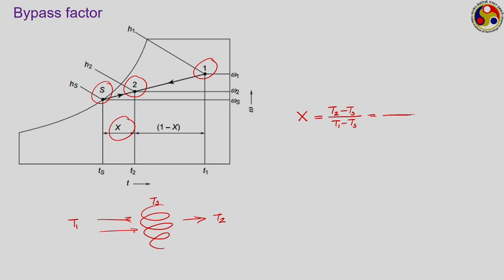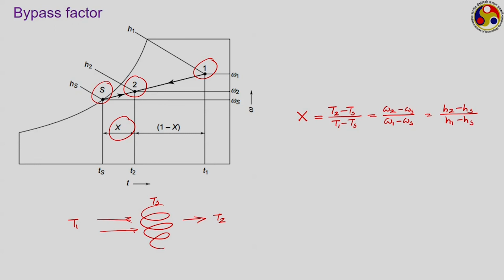We can also define this in terms of specific humidity, like the maximum possible change is omega 1 minus omega s, but practically we are having change only from omega 1 to omega 2. So, the lost portion is omega 2 minus omega s. Similarly, in terms of enthalpy also we can write it as H2 minus Hs by H1 minus Hs.